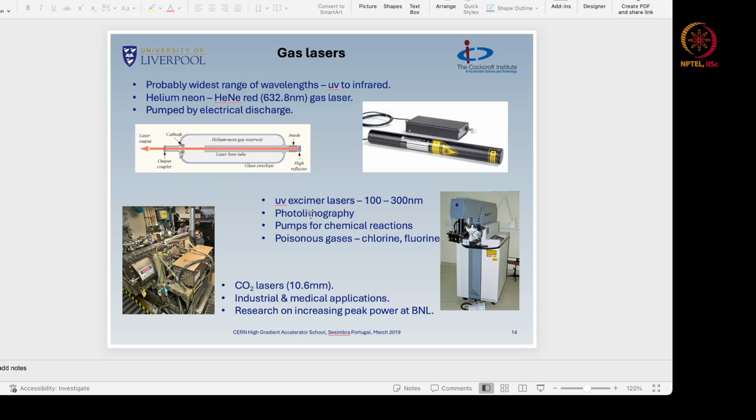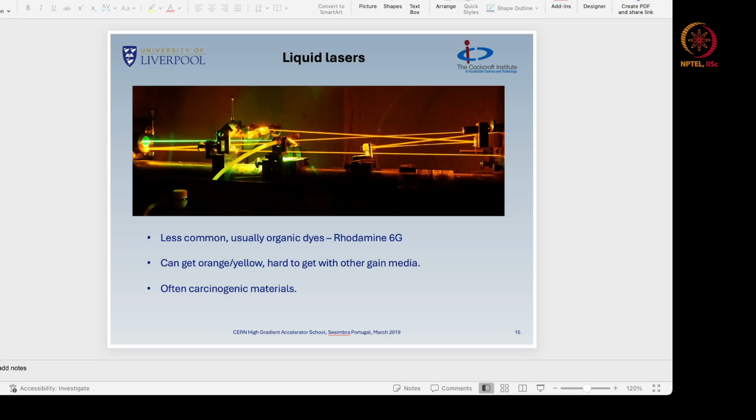Then you have the UV excimer lasers, and then you have the pumps for chemical reaction. Then you also have CO2 lasers. These are used for industrial and medical applications, not necessarily for flow diagnostics. This was sometimes used. Okay, but Nd:YAG is the most common source of laser that is used.